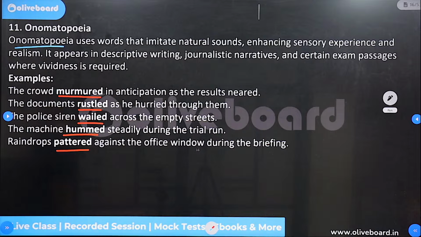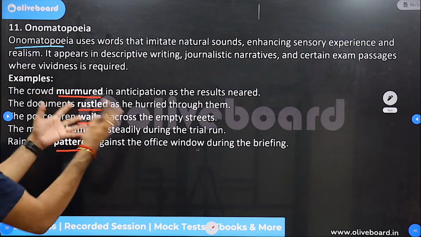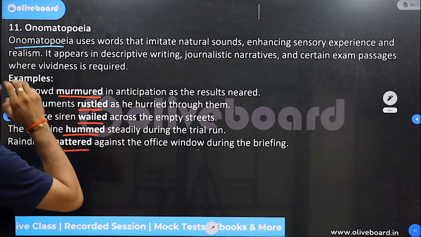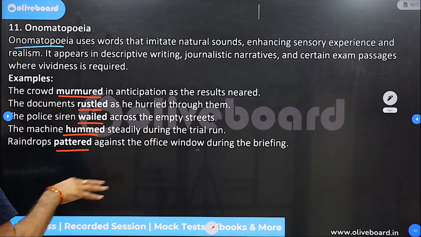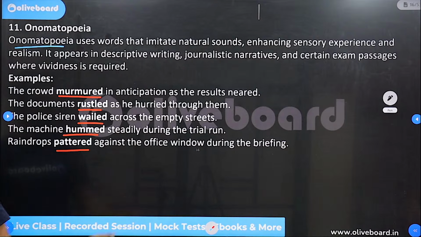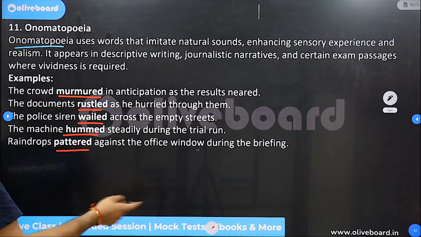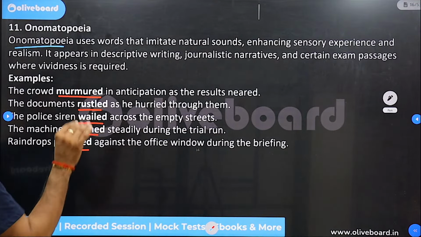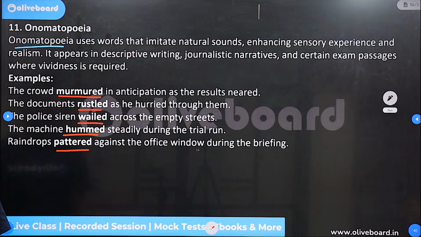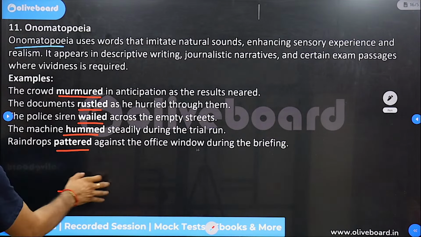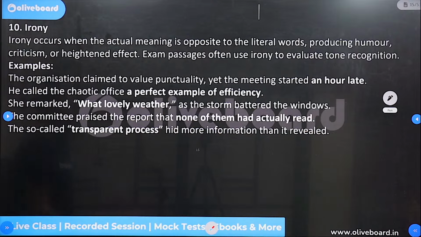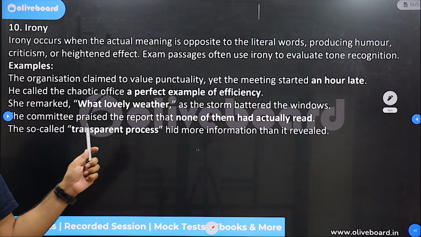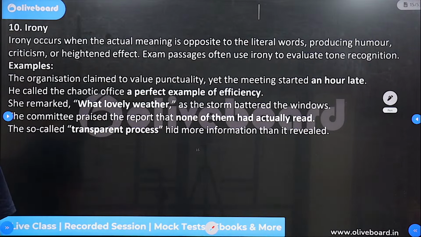Okay, so a piece of homework for you. Crowd murmured, that's the actual sound, in anticipation as the results neared. Documents rustled, that's the sound, as he hurried through them. Police siren wailed across the empty streets. Machine hummed steadily during the trial run, and raindrops pattered, tap tap tap, against the office window during the briefing. This is your piece of homework. Read this, grab it. We'll resume from this next time.